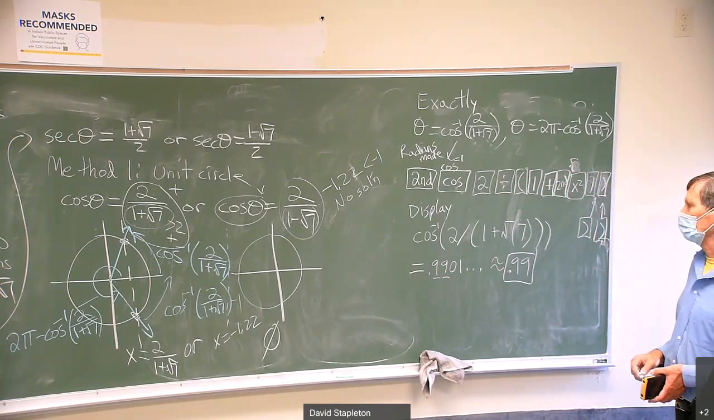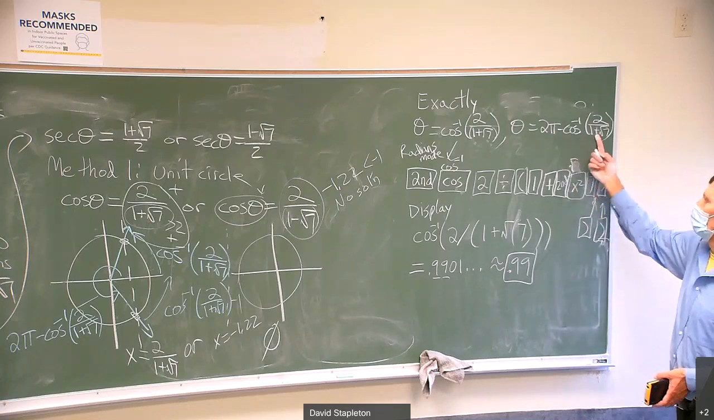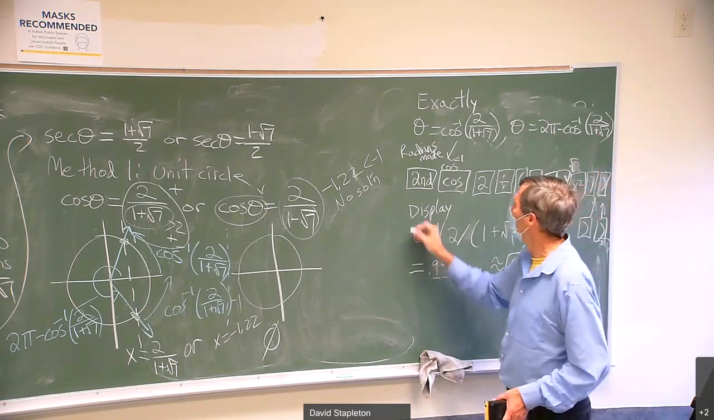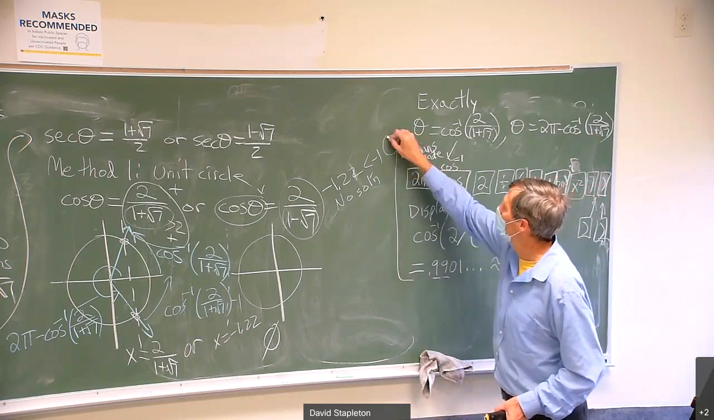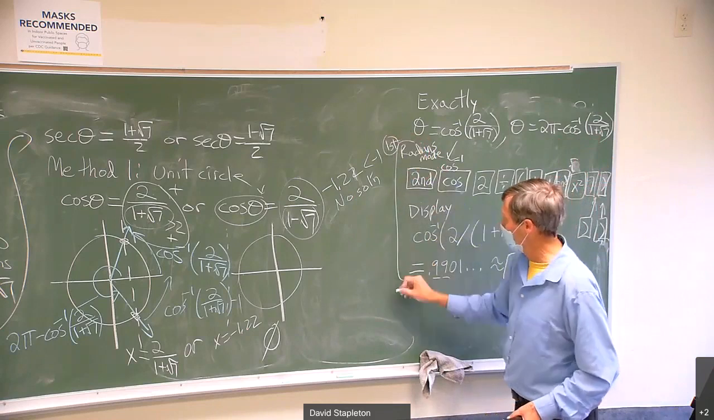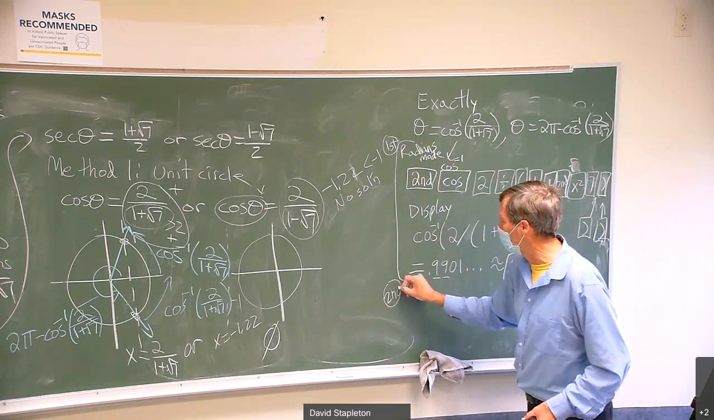So there's one answer. What's the other one? The other one is easier. So this is the first one. The second solution is easier because it's just 2 pi minus the first one.